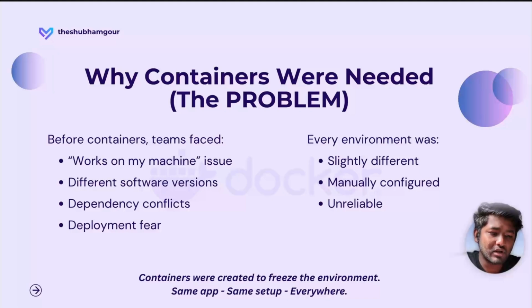So before containers, people faced the standard issue: it works on my machine. There were different software versions, there were dependency conflicts, and there was deployment fear. Why? Because the versions were mismatching, and that was the actual issue we were facing. Every environment was slightly different from the others. Dev used to be on a different version, QA on a different version, prod on a different version. And again, the people utilizing those environments used to deploy the application based on whatever was installed in their local. That was the issue people were encountering earlier.